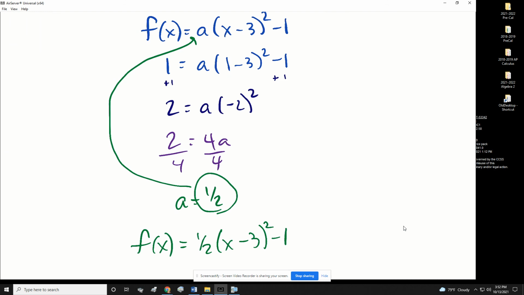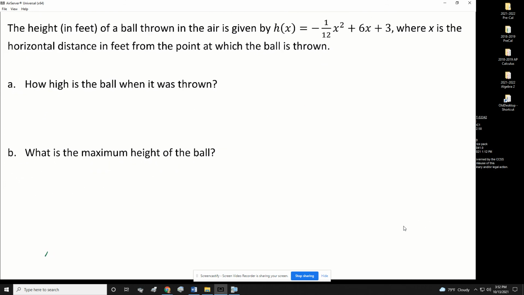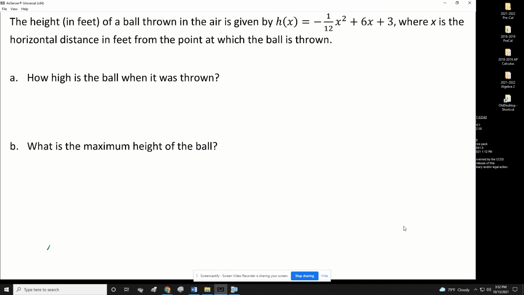Okay. All right, and then finally, we have an application problem. So for example 5, the height in feet of a ball thrown in the air is given by that function h of x, where x is the horizontal distance in feet from the point at which the ball is thrown. So what we get for y is the height at whatever the horizontal distance is from where the ball is thrown. All right, so we want to find how high the ball is when it is thrown.